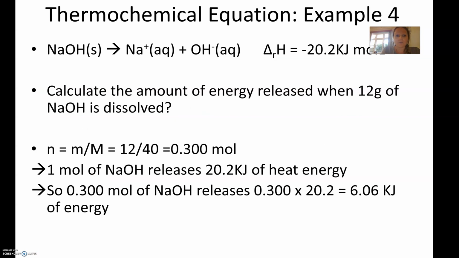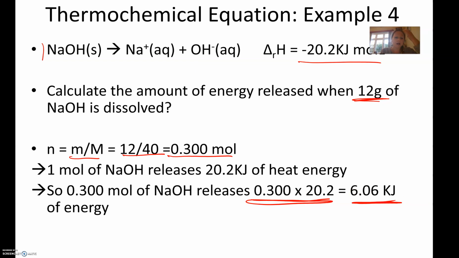Let's have another go. Again, we're using sodium hydroxide as an example, but this time I'm asking you when 12 grams of sodium hydroxide is dissolved. Remember, we can never relate mass, we can only relate moles, so we're first going to turn that into a number of moles. So number of moles is mass divided by molar mass, so 12 divided by 40 is 0.3 moles. We know that 1 mole produces negative 20, so if we've got 0.3, we just times it to the energy, and the answer is 6.06 kilojoules of energy.